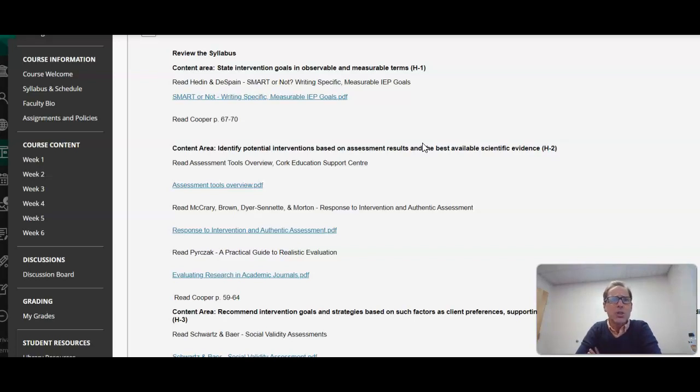As we move over into H2, identify potential interventions based on assessment results and the best available scientific evidence. So this really gets into how we are arriving at those goals that we're looking to target. And so there are two pieces to this. That first piece, thinking about assessment results, we can think of in a couple of different ways. One way is thinking about functional behavior assessment, which is when we're looking at behaviors that we might be targeting for decrease, really trying to figure out why the person is engaging in that behavior, because that's going to lead us towards thinking about interventions that are function specific.